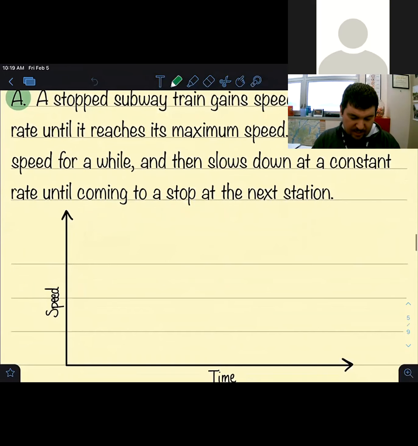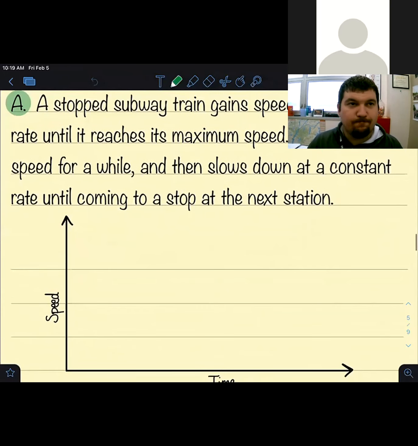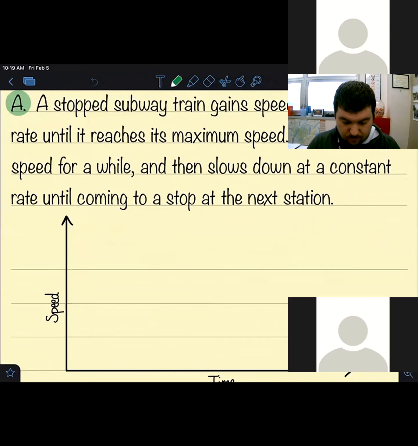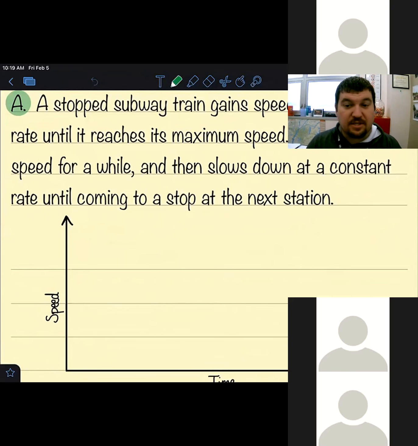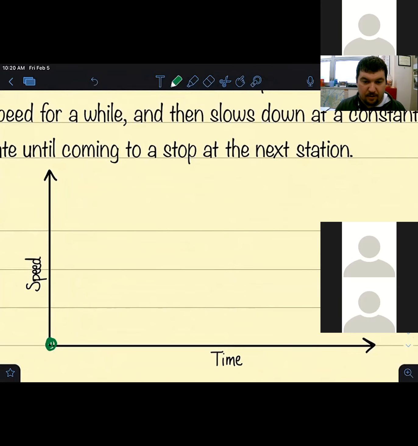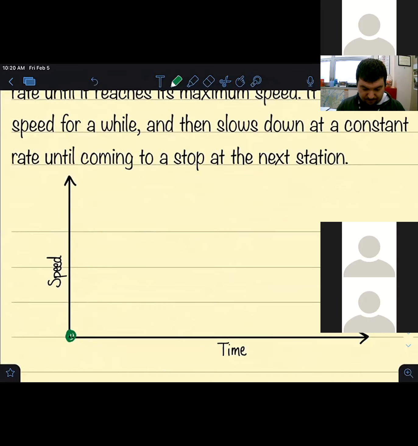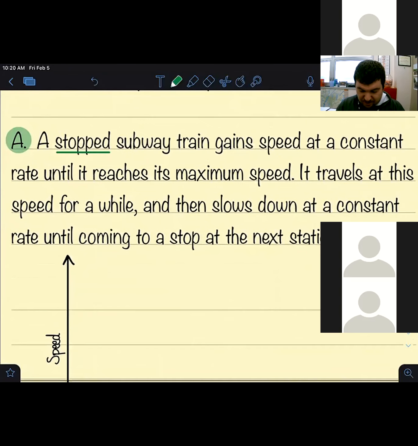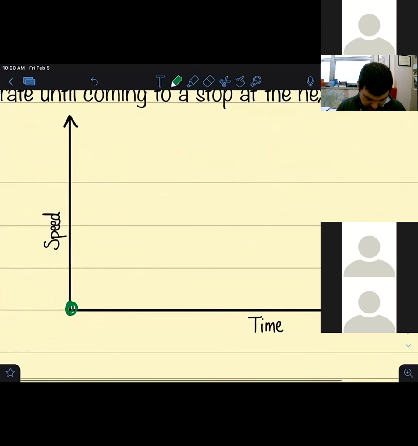Okay, so we're looking at speed over time. So what's the speed of the subway car at the beginning of the story? Maximum speed. No, it's gaining speed. 0. At the start of the story, it should be 0, right? It says it's stopped. So to start the story, I'm going to start here at the origin, with my speed being 0 because the subway car is stopped. And so then, as Cooper mentioned, it's going to gain speed at a constant rate. That means it's going to be linear, right? If it's got a constant rate, gains speed. Okay, so that would look something like this.